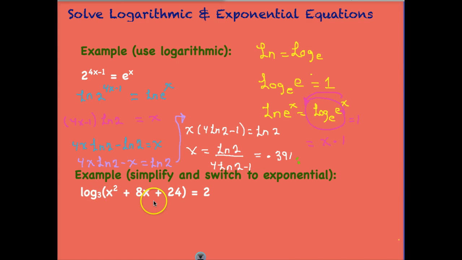For our last problem of the day, we can see that we have a log equal to 2. All we need to do is switch this to an exponential problem, and then we'll have a quadratic, which we know how to solve. 3 squared is 9, and then if we subtract 9 from the other side, remember to solve a quadratic, we need to set it equal to 0. So we would get 15 here.